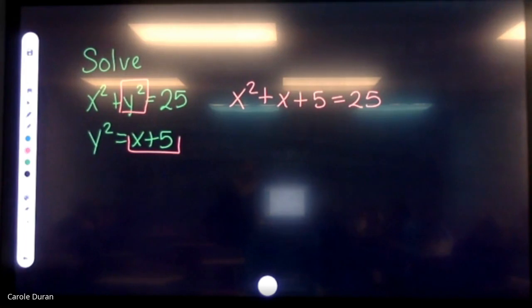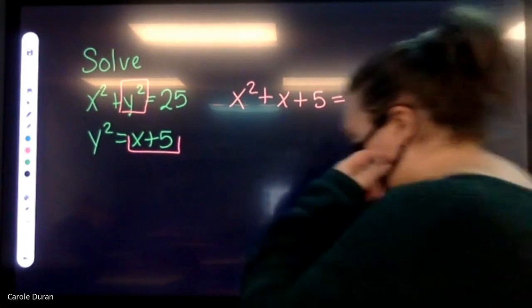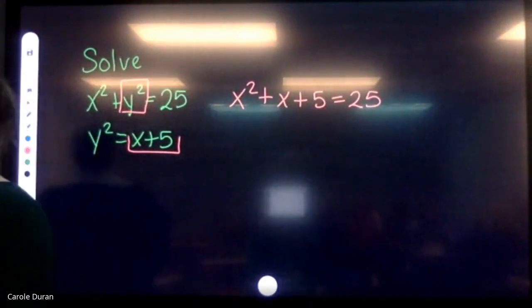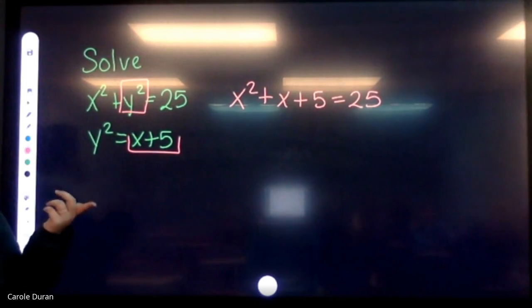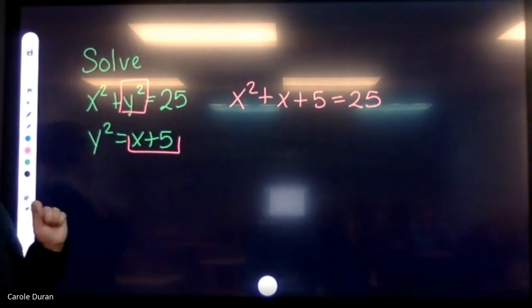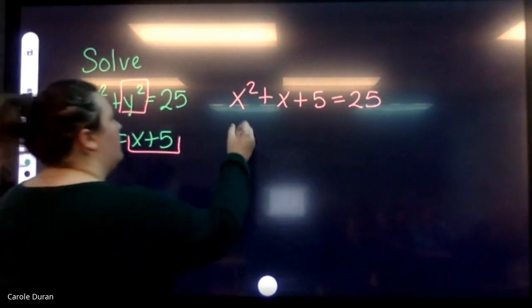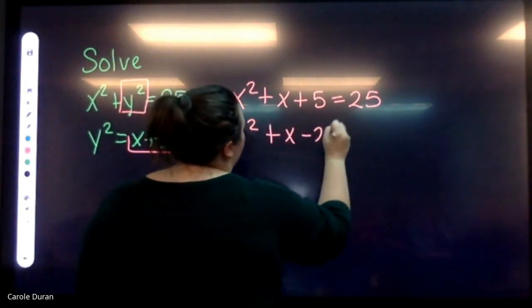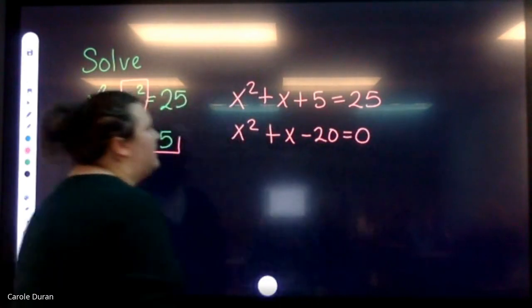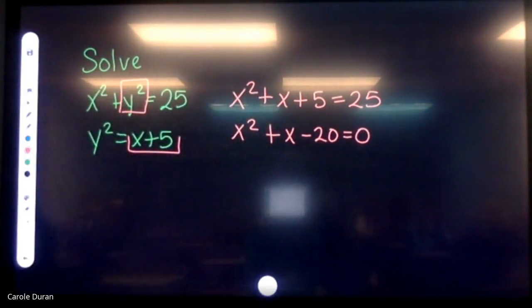Ariana, start me off. You have no ideas. What does this look like to you? It looks like a quadratic, but I have a number on the right-hand side of the equal sign. So what am I going to do with that? Which leaves me with x squared plus x minus 20 equals 0, because 5 minus 25 is negative 20.